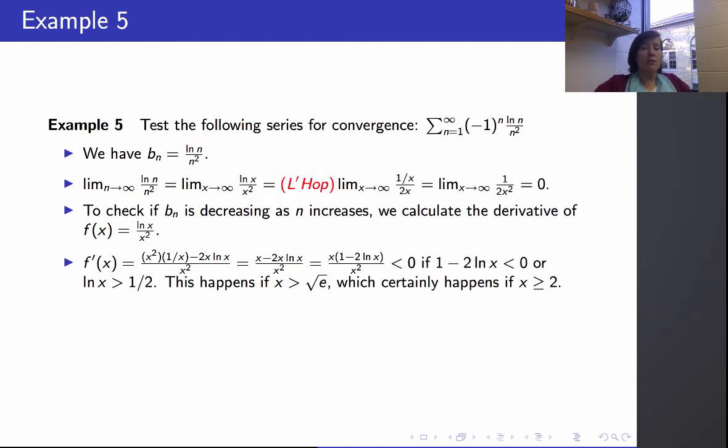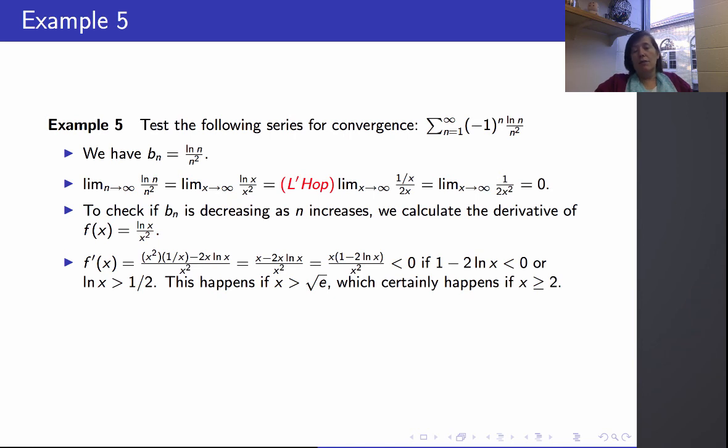x squared is positive, and when x is greater than 1, x times (1 minus 2 times the natural log of x) is less than 0 whenever 1 minus 2 times the natural log of x is less than 0. And that is whenever 1/2 is less than the natural log of x. So applying the exponential to both sides, we get that that happens whenever x is bigger than e to the power of 1/2, or the square root of e. And this certainly happens when x is bigger than or equal to 2. So when x is bigger than or equal to 2, f'(x) is less than 0.